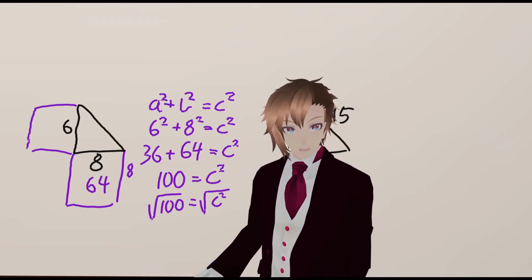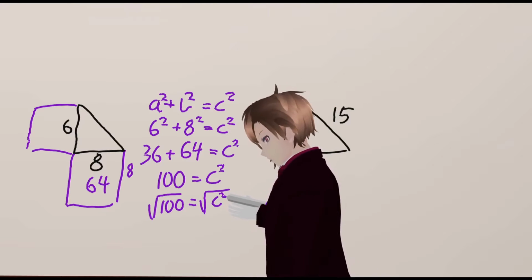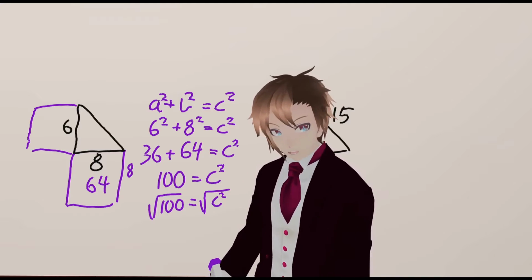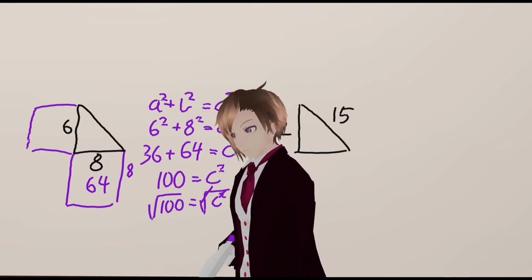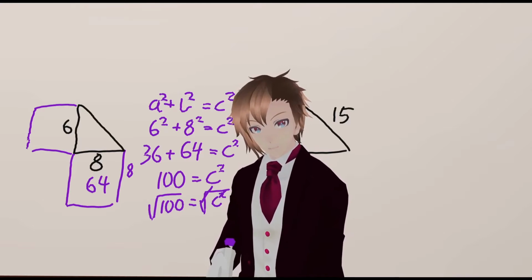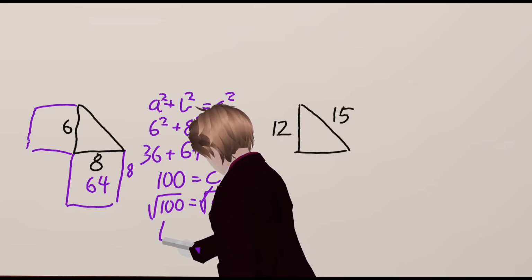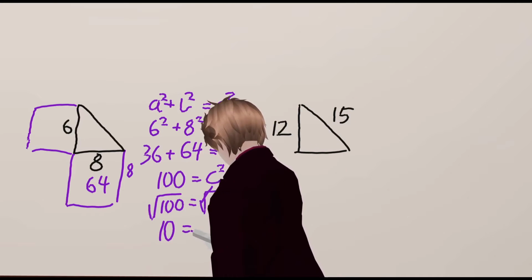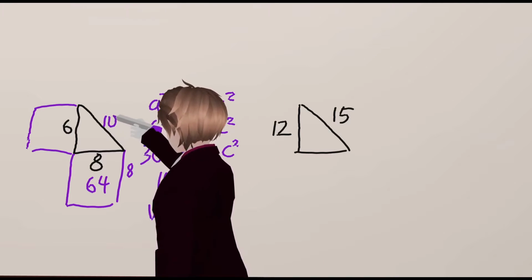This square root turns it back into a line. So if we have a line and we turn it into a square and we turn it back into a line again, these things are just going to cancel out. What two numbers times together give me 100 that are the same? 10 times 10. So the answer would be 10. So 10 is equal to c. So this length here is 10.